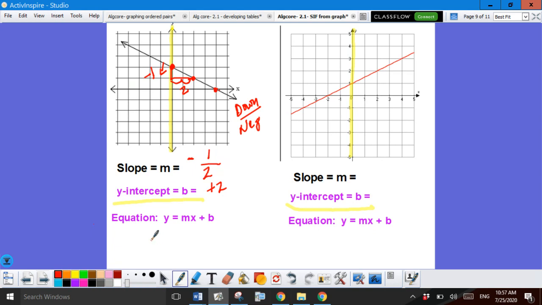So my equation, really what I'm doing is I'm filling in boxes. Okay, so the slope's going to go in the first box. That's negative 1/2. And then what was the second part? Plus 2. And I'm done. Okay, why don't you see if you can figure out your y-intercept and figure out your slope on this one. See if you can find your 2 points.